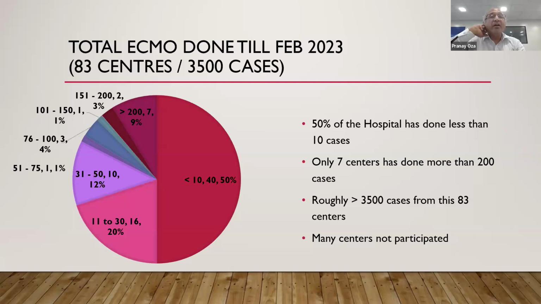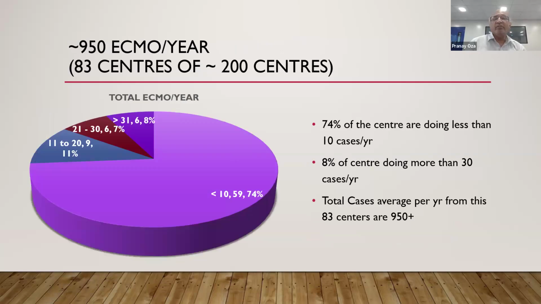So this is when I did a survey in February 2023. This is the response I got from 83 centers, and they had done up to that time 3,500 cases. Most of the centers were doing less than 10 cases per year, almost 24%. Only 8% of the centers were doing more than 30 cases per year.